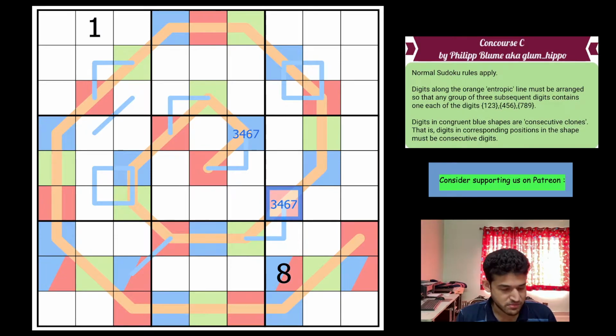And now the next similar step. These 2 cells, same idea, are from different colors and they are consecutive. So they must be 3, 4, 6, and 7. There is no other possibility.